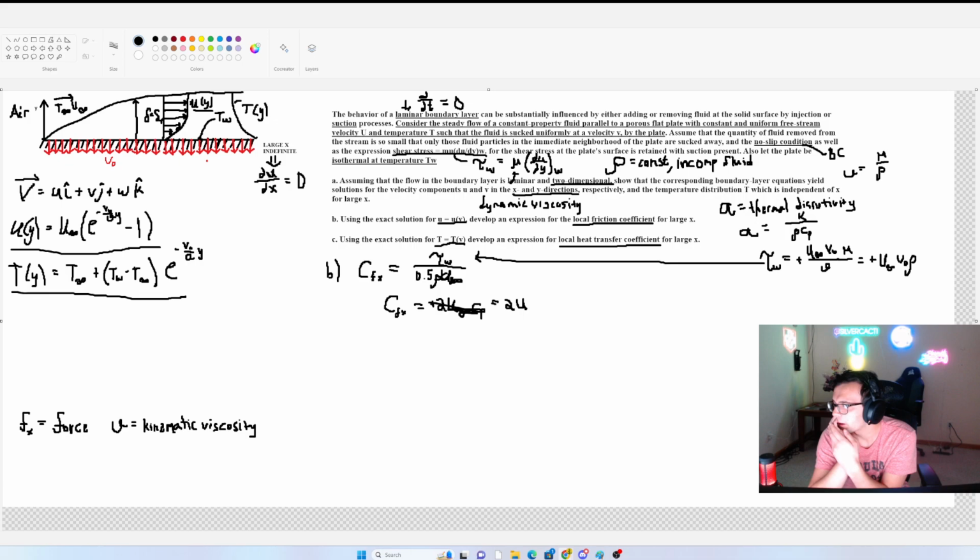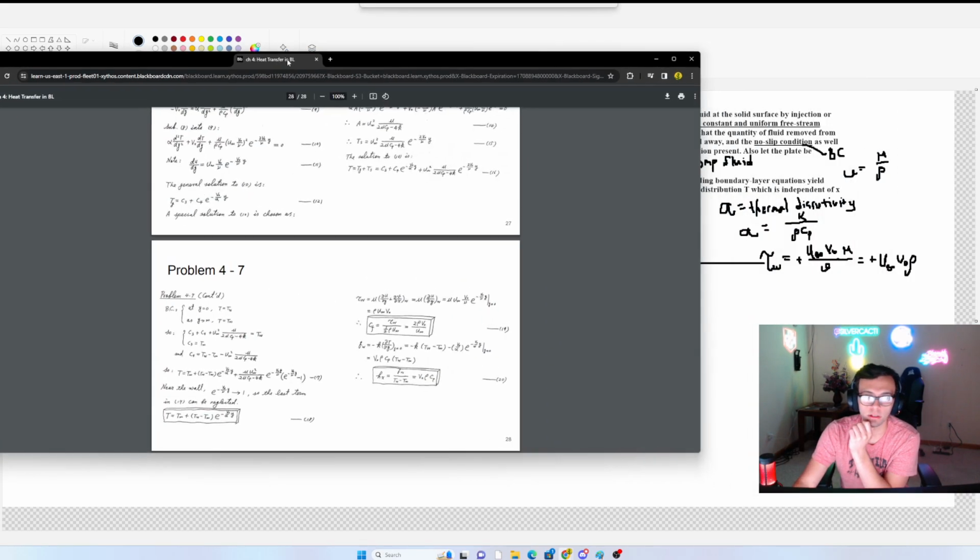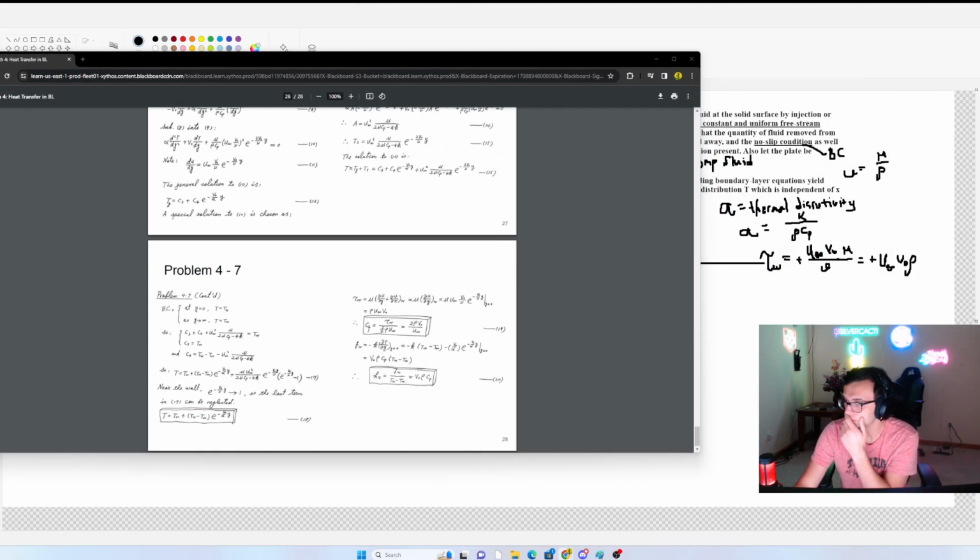I think there's a typo in the problem. I can show what I'm looking off of. In the problem, he has tau of W equals phi u sub infinity v sub O, but then divides it by 0.5 phi u sub infinity. This doesn't make any sense because these should cancel out. So it should just be 2 v sub O. Not this.